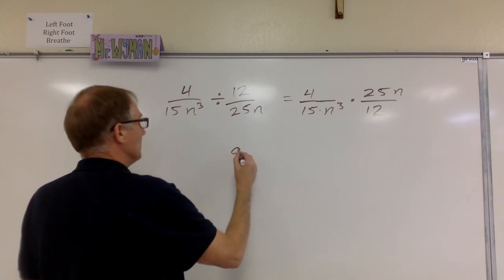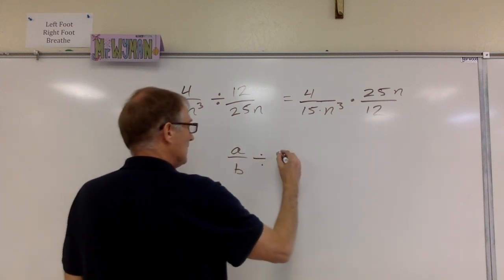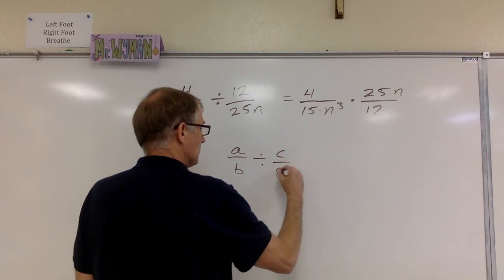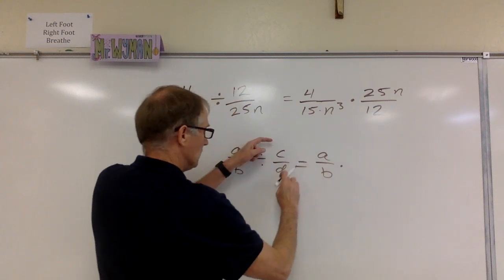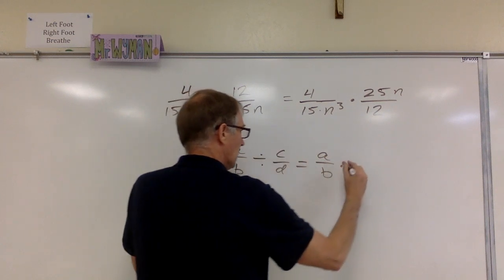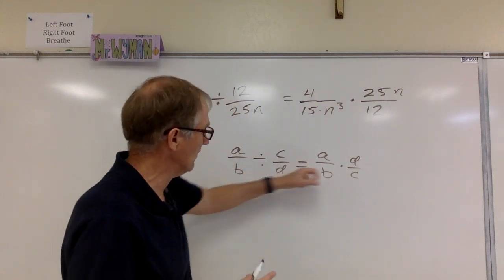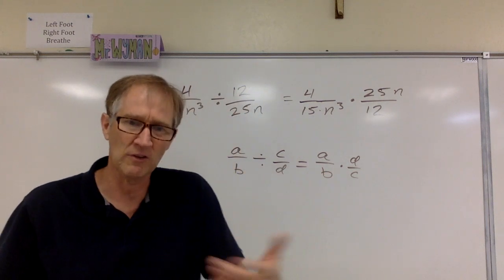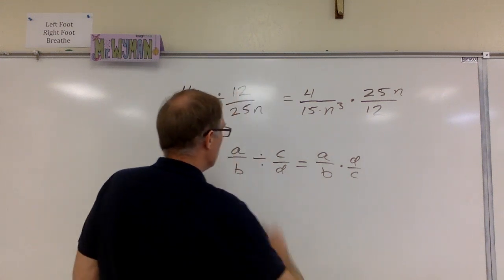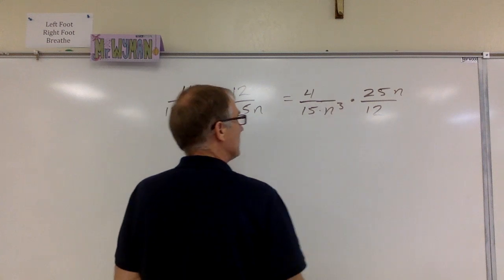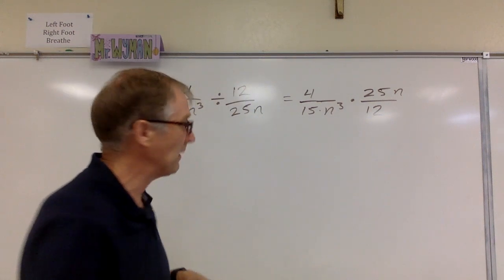If we had, and you don't have to write this down, a over b divided by c over d, that's the same as a over b times the reciprocal of this, d over c. And that's the goal, to turn it into that, and then it's the same as the previous thing we did in the previous video. All right, so now that we have this, we're going to find any common factors and divide them out.